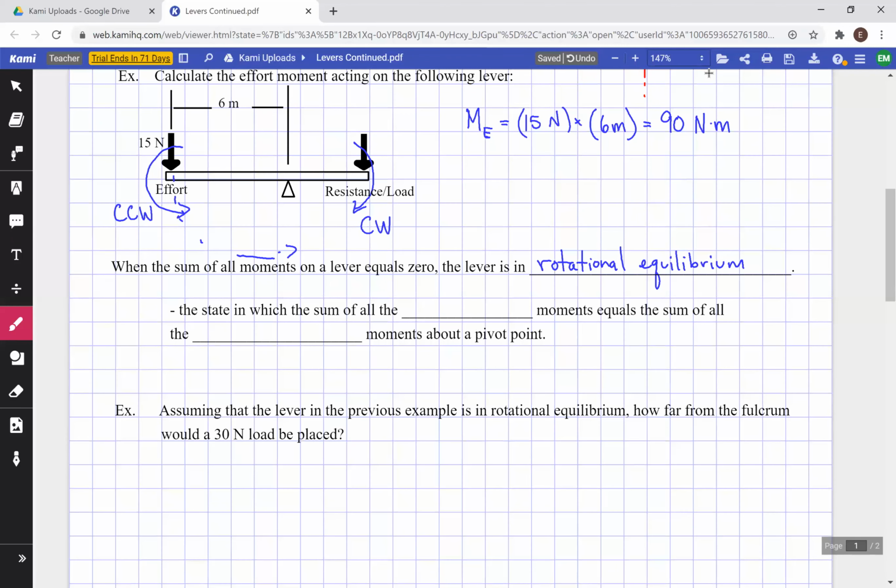And again, rotational equilibrium is the state in which the sum of all the counterclockwise moments equals the sum of all of the clockwise moments about a pivot point. In this case, the fulcrum. We're always going to use the fulcrum in this class, because by doing that about the fulcrum, we can ignore any reaction forces caused by the fulcrum itself.